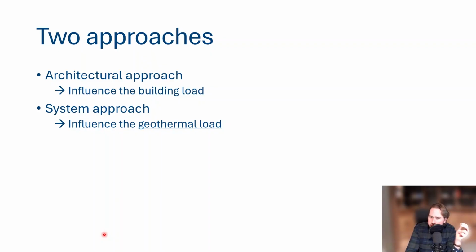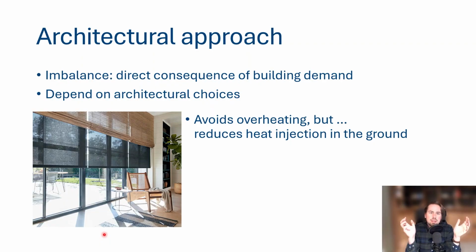Let's start with the architectural approach. We said that the imbalance is a direct consequence of the building demand, which is true, but of course this building demand depends on architectural choices. One which is typically debated is sunscreens. In summer, when you have quite a lot of sun coming into your building, the risk is that your building starts overheating, that it's too hot and not comfortable. That's why more people are installing blinds and solar shades, to keep out the sun as much as possible in summer and keep the building nice and cool.